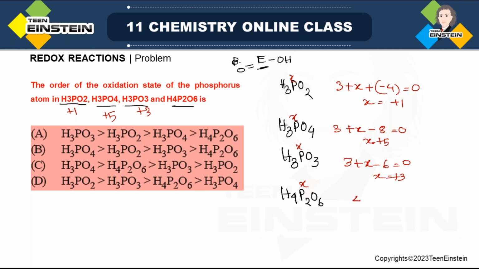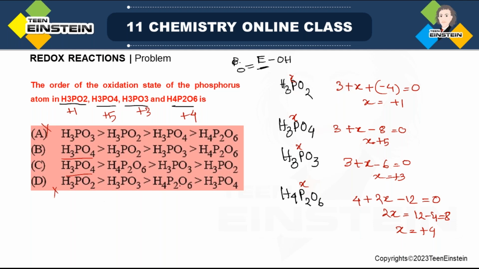And for the last one, H4P2O6, 2 phosphorus, it will be 2x. And total 6 oxygens, total negative charge 12. 2x is equal to 12 minus 4, which is 8. So x is +4. So this is +4. So maximum oxidation state we are getting for H3PO4, and that is present in option B and option C. These two you can cancel.